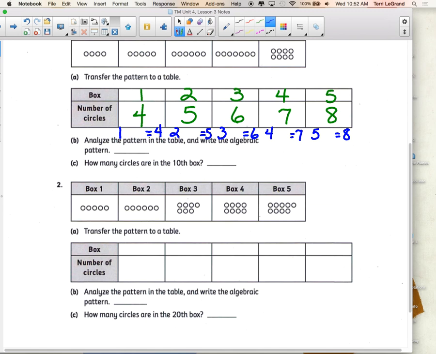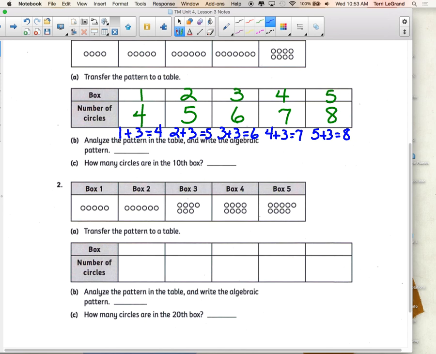Okay, so let's check and see who's right here. 1 plus 3 is 4. Is 1 plus 1 4? No. So we're going to have to maybe try Wade. 1 plus 3 is 4. Well, then we have to see if that'll work all the way through. 2 plus 3, does that one work? 3 plus 3, does that one work? Yes. 4 plus 3? Yes. Oh, and 5 plus 3? Yeah. Okay. So now we have to write the algebraic pattern for that.